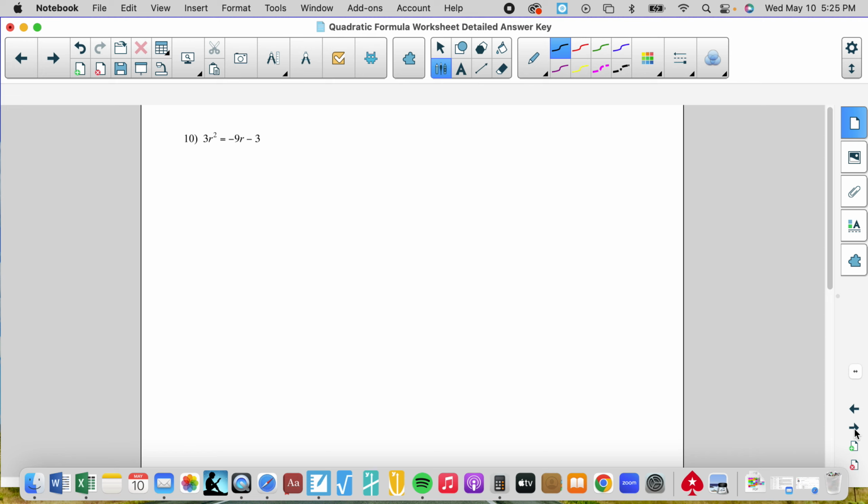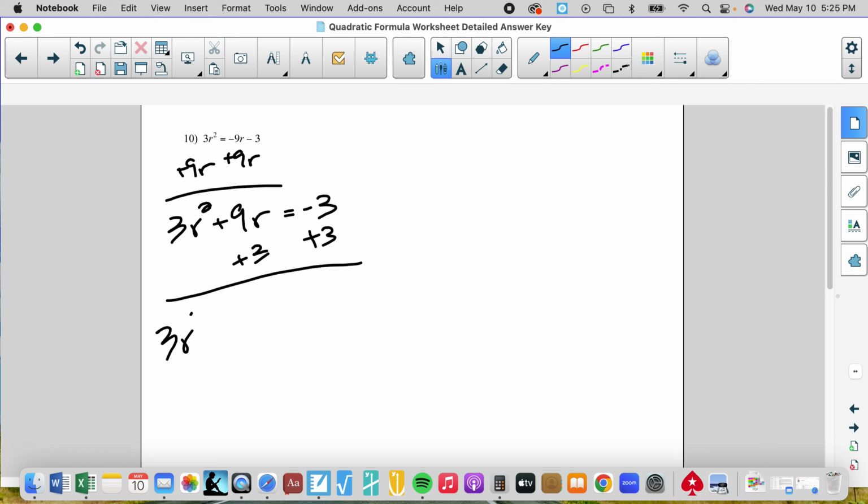All right, last one. R squared is there. Let's add the 9r. 3r squared plus 9r equals negative 3. Let's add the 3 to set it equal to 0. 3r squared plus 9r plus 3.